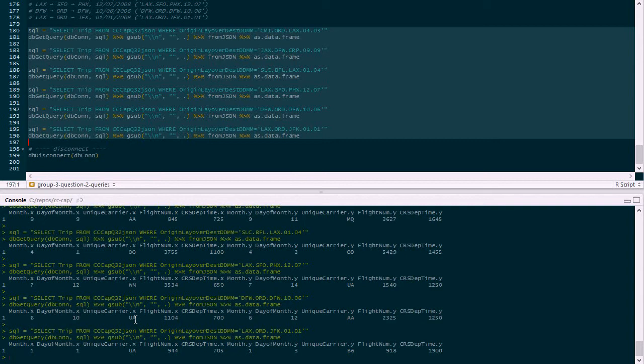And we have also here the morning flight on the first day, and it's also the flight with the best performance in terms of arrival time. That's it.